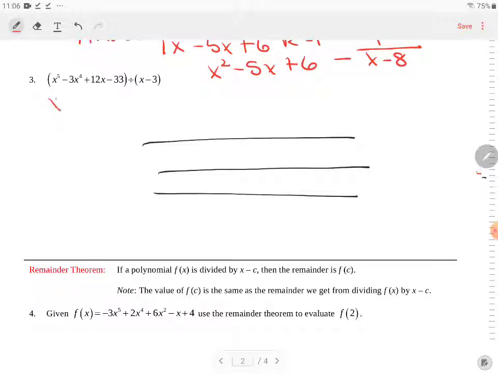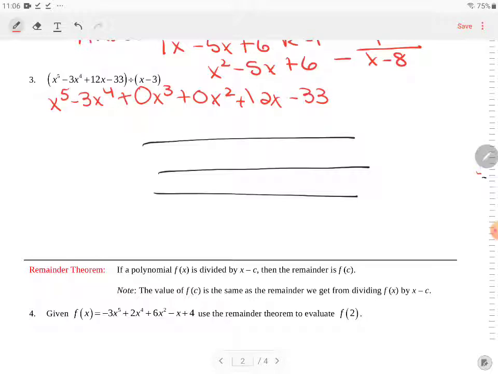So I'm looking at x to the 5th minus 3x to the 4th. There is no x cubed term or x squared term. So we use zeros. Plus 0x cubed plus 0x squared plus 12x minus 33. We're going to divide by x minus 3.